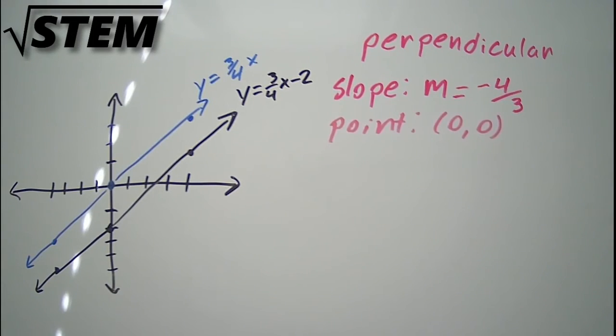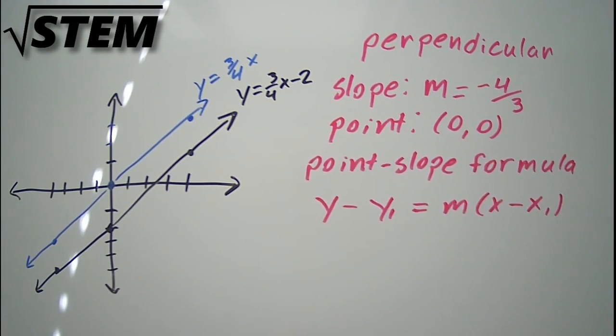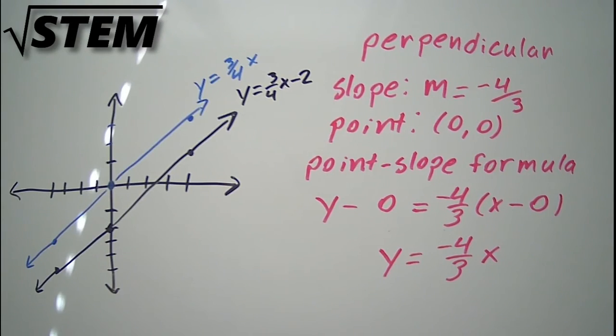Since we once again have a point that the line will go through at 0, 0, and the slope of minus 4/3, let's use the point-slope formula. This will give us that y minus 0 equals minus 4/3 times x minus 0, or y equals minus 4/3 times x. Like with our last line, to start with our y-intercept, we'll look to the origin at 0, 0.